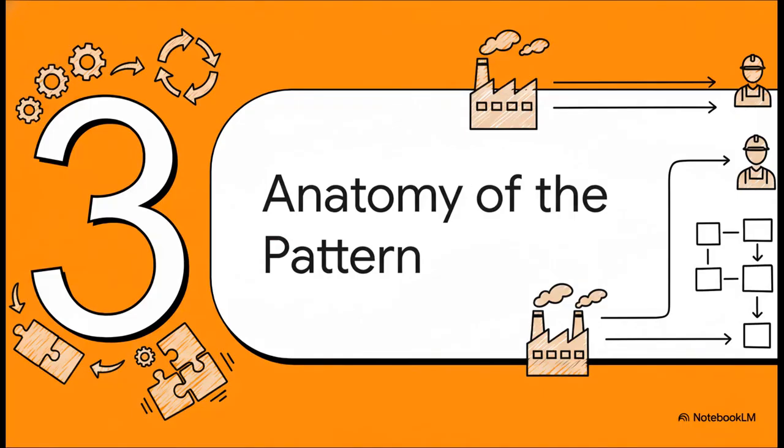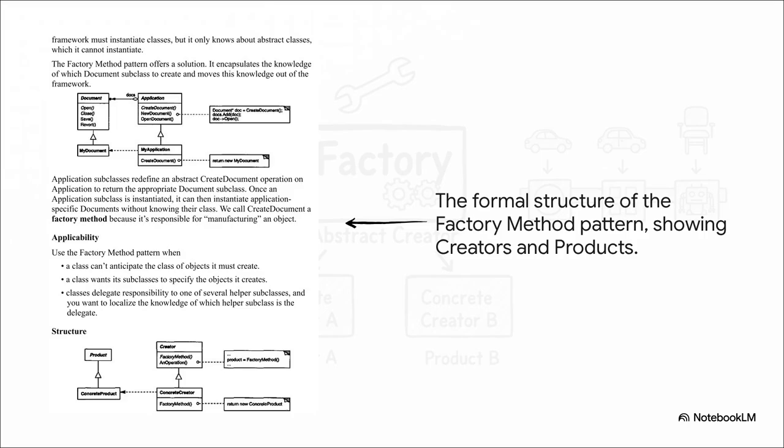Okay, so let's dive into the structure a little bit and meet the key players in this pattern. I promise, once you see who's who, it all just clicks into place. This diagram, right from the book, shows the four key players. Over on the left, we've got what's called the creator hierarchy. That's who is responsible for asking for the objects. And on the right, we have the product hierarchy. These are the actual objects that get created. The factory method is that crucial link that connects the two.